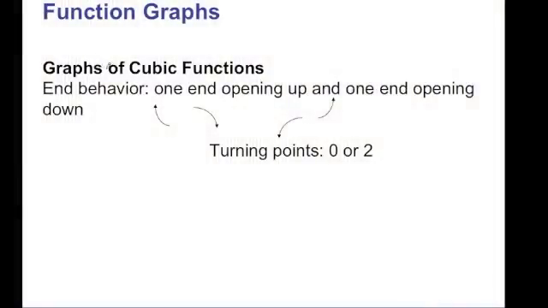As we start a lecture on section 6.2, we remind you about function graphs. The graphs of cubic functions, their end behavior is one end going up and one end going down. Now, this would be with a negative coefficient on the leading coefficient, and this would be a positive leading coefficient, remember? And a cubic function either has 0 turning points or 2 turning points.